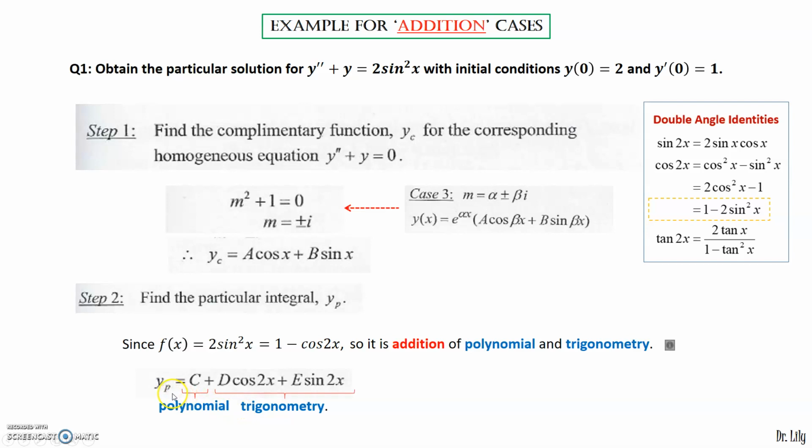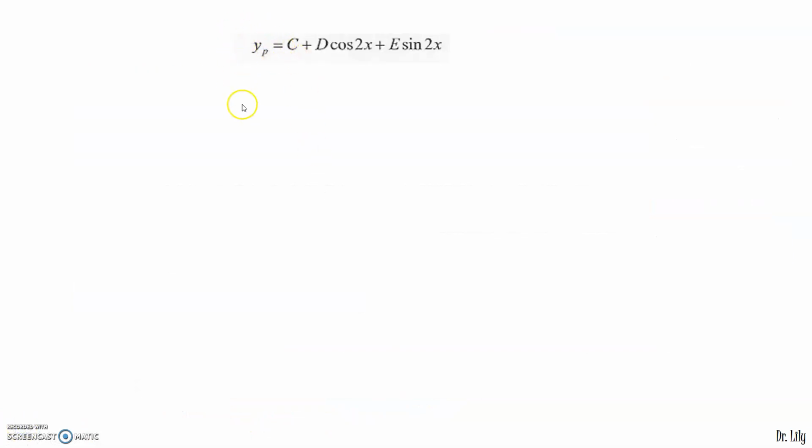Next, you need to compare yp to the yc. Here you have a cos x, but here you have d cos 2x. So yc is not equal to yp. Now we differentiate yp over x to get yp'. So c we differentiate over x, we got 0. d cos 2x, we differentiate over x, we got negative 2d sin 2x. And e sin 2x, we differentiate over x, we got 2e cos 2x. yp', we differentiate over x, we get yp''. Negative 2d sin 2x, when we differentiate, we got negative 4d cos 2x.